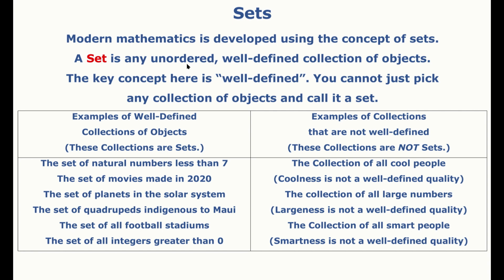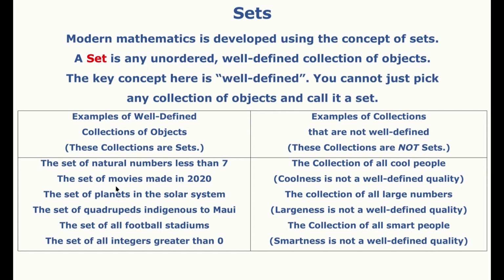Also notice that sets do not have to be ordered. Here are some examples of well-defined collections of objects which will be considered sets. The set of natural numbers less than 7. That's a perfectly well-defined set. We know exactly what is meant by the elements that should belong in that set. So that's what we mean by being well-defined, because that means we can clearly distinguish what's in the set from what is not in the set.